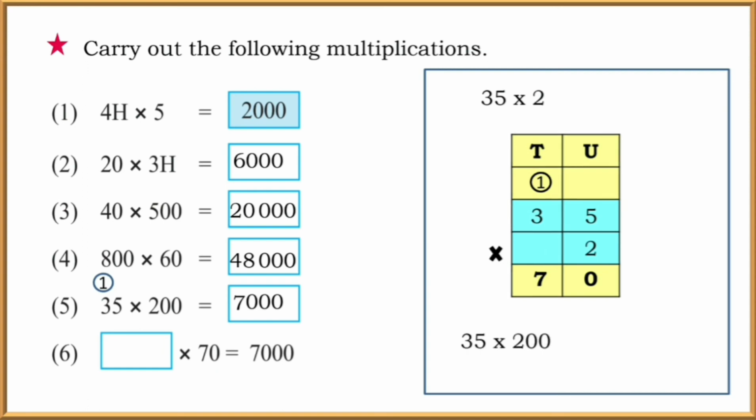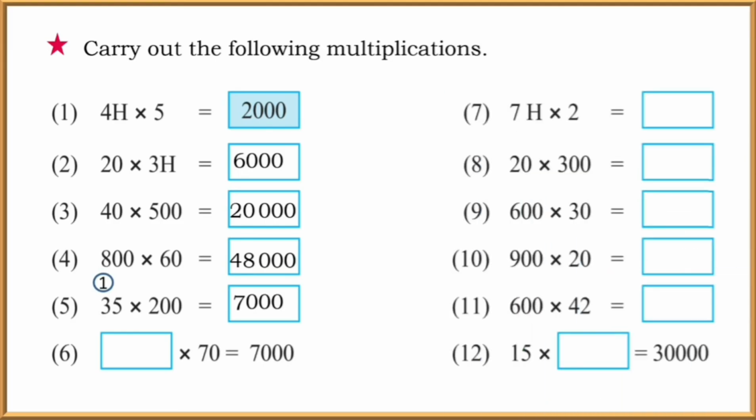सो आपला क्वेश्चन काय आहे? 35 मल्टिप्लाय बाय 200. आपण 2 ने मल्टिप्लाय केलेला आहे. 2 झिरोज तसेच आहेत. मग आपण काय करणार आहोत? 70 नंतर 2 झिरोज लिहिणार आहोत. सो फायनल आन्सर काय असणार आहे मग? 7,000.